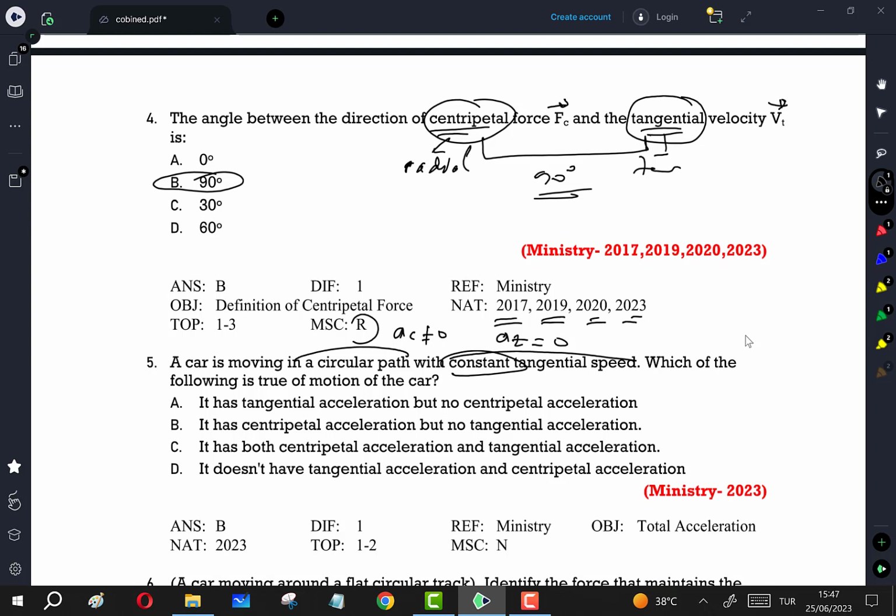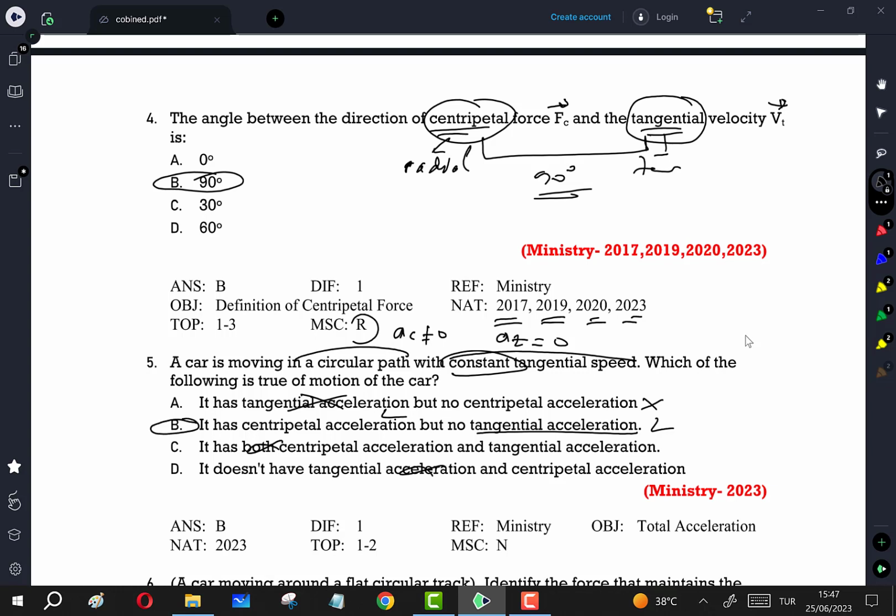Which of the following is true for the motion of the car? It has tangential acceleration. No, this is not correct, so we cancel this. It has a centripetal acceleration, yes, but no tangential acceleration. This is correct. It has both centripetal and tangential, no. It doesn't have tangential, no. So B is the correct answer for this question.